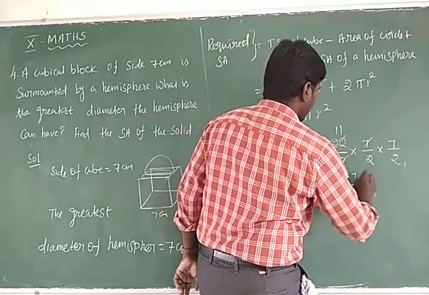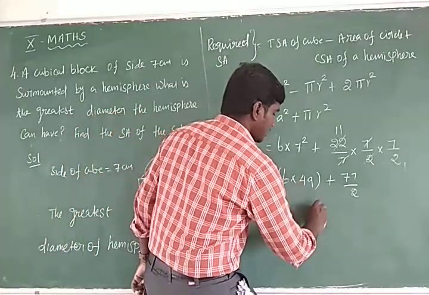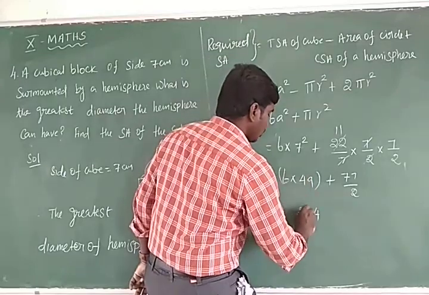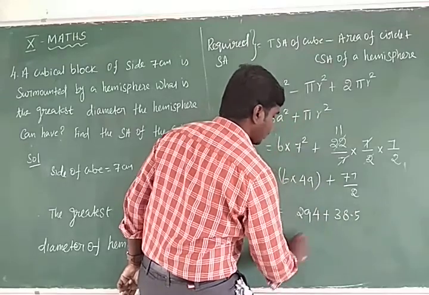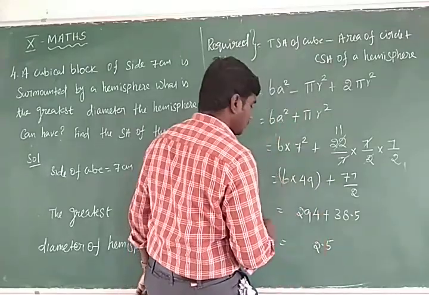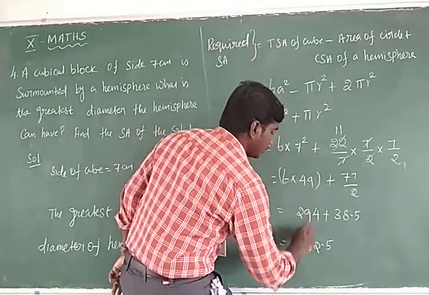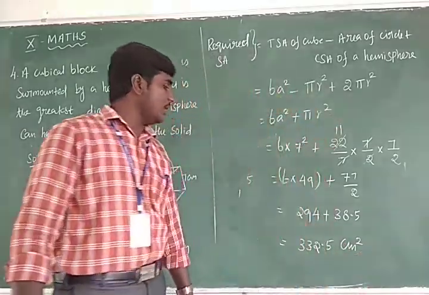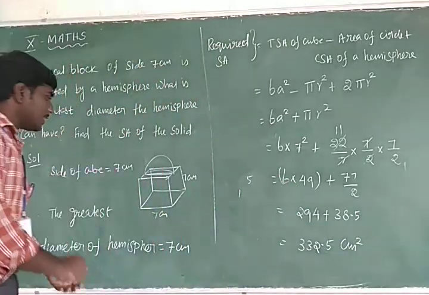77 divided by 2. Okay. Now 6 9s are 54. Balance 4. 6 4s are 24, 29 plus 38.5. Okay, now add it, 0.5. 4 plus 8 is 12. Balance 1. 9 plus 3 is 12. 12 plus 1 is 13. Balance 1. 2 plus 1 is 3. Okay, so the answer is 332.5 centimeter square. Okay, once again I will explain.